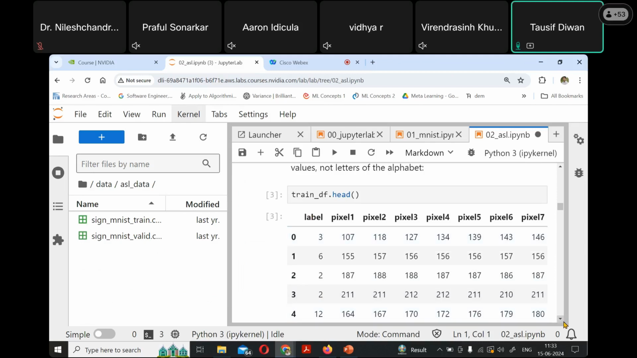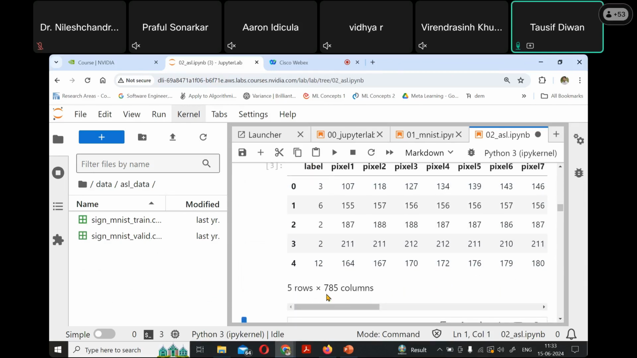In total, how many such values are there? This is 785 columns. If we exclude the first column, which is the label, then 784 values are there. 784 is nothing but all these values corresponding to a matrix of size 28 by 28. Now see what we need to do. We need to extract everything into those four variables: x train, y train, x validation, and y validation. Training set images, training set labels, validation set images, validation set labels.